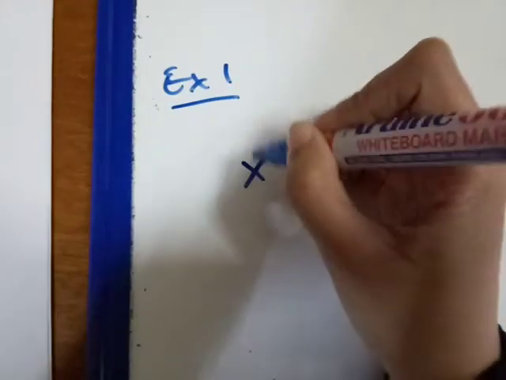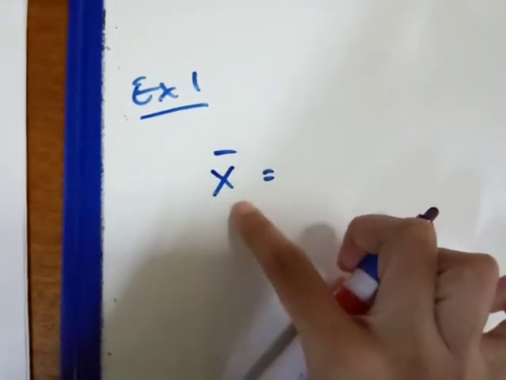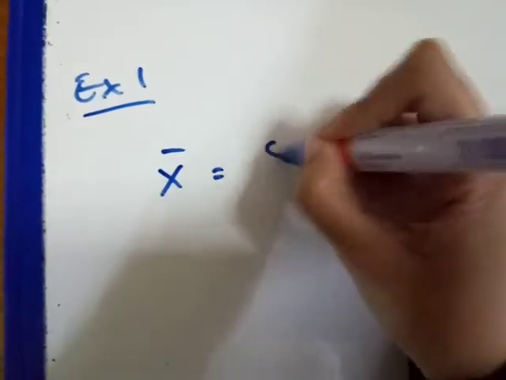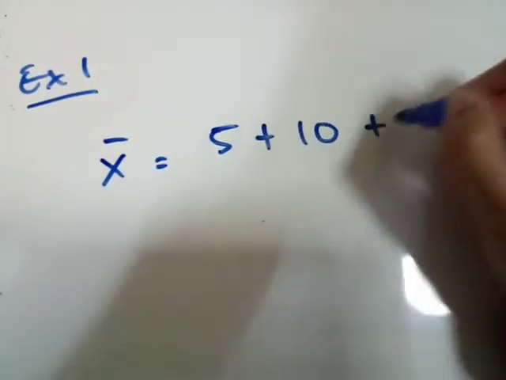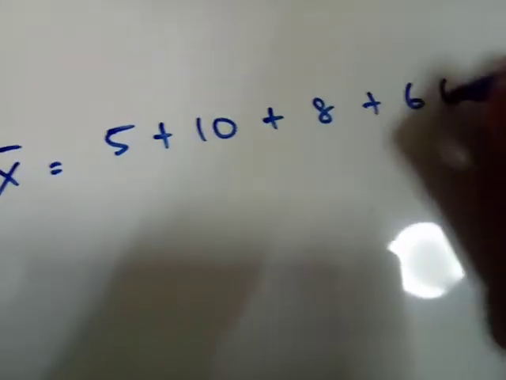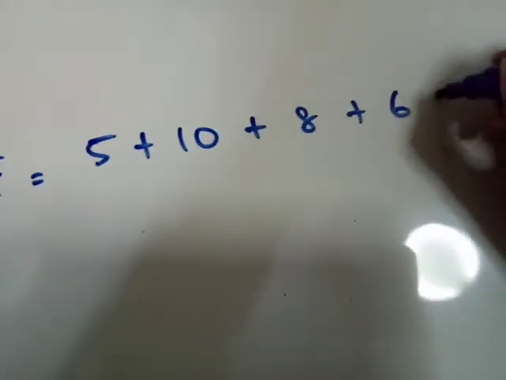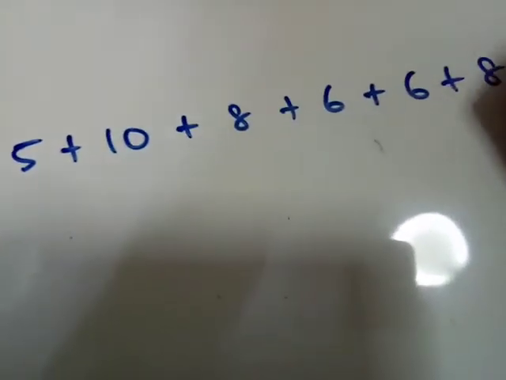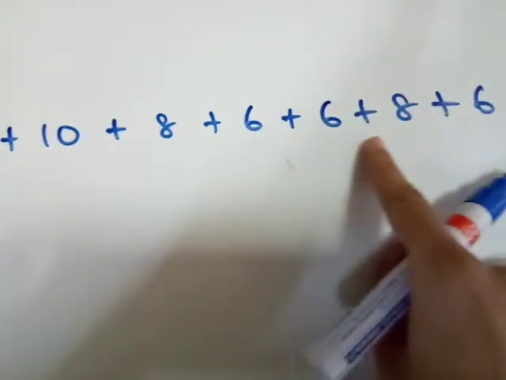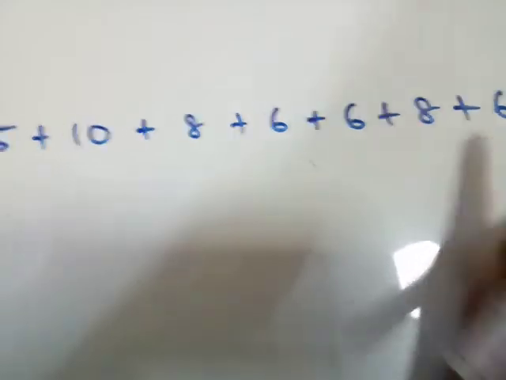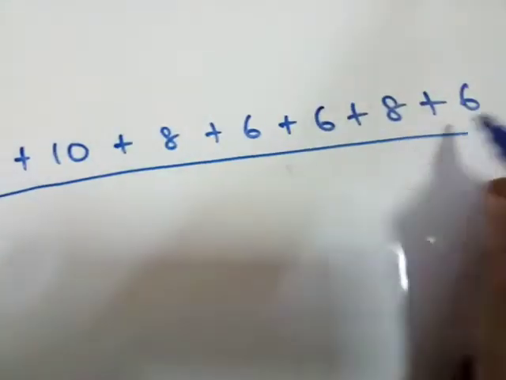So here, x bar. Okay, what is x bar? It is the mean, the symbol for mean. Okay, x bar. So and then you have to sum up the x values. 5 plus 10 plus 8 plus 6 plus 6 plus 8 and 6. Okay, 5 plus 10 plus 8 plus 6 plus 6 plus 8 plus 6 divided by what?